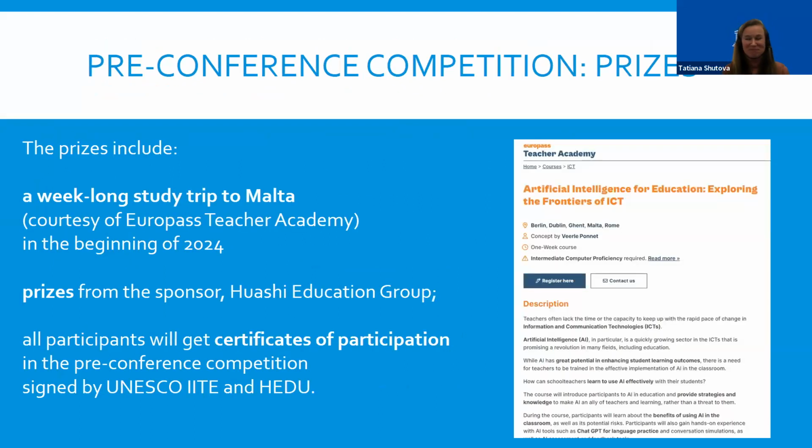to encourage you to participate, here is some information about the prizes. So the main prize is a week-long study trip to Malta. It is courtesy of Europass Teacher Academy, and it is going to be completely free for the winners. That is, the course is going to be completely free, as well as tickets to Malta. And this trip will take place in the beginning of the next year. The exact dates will be known later, but of course they will be communicated to the winners.